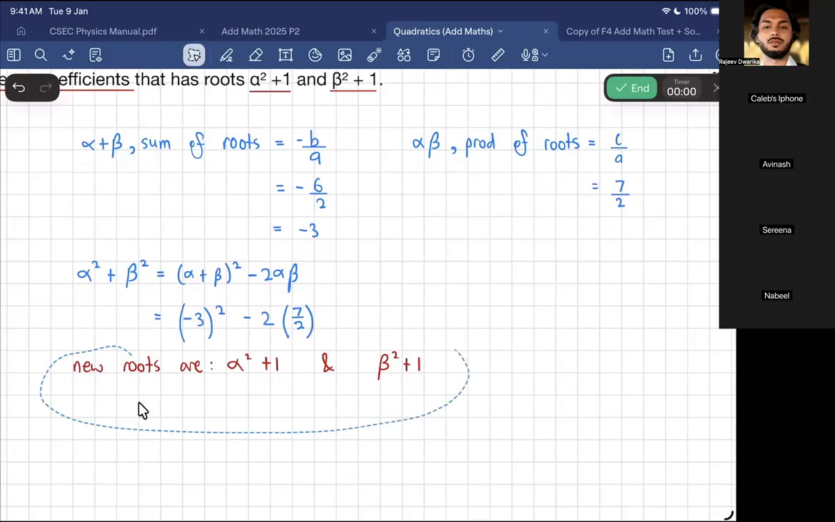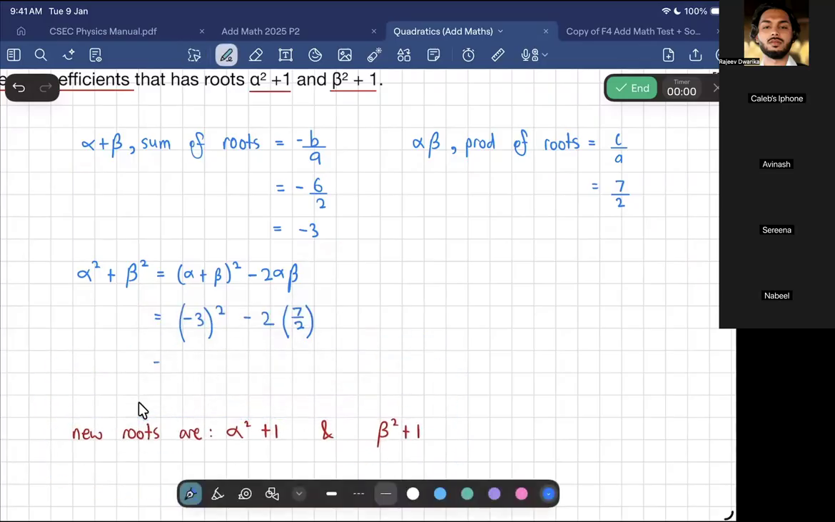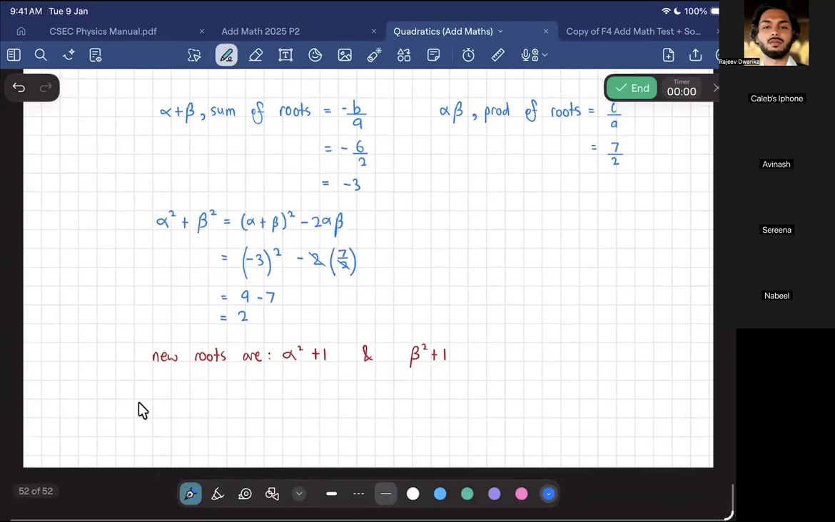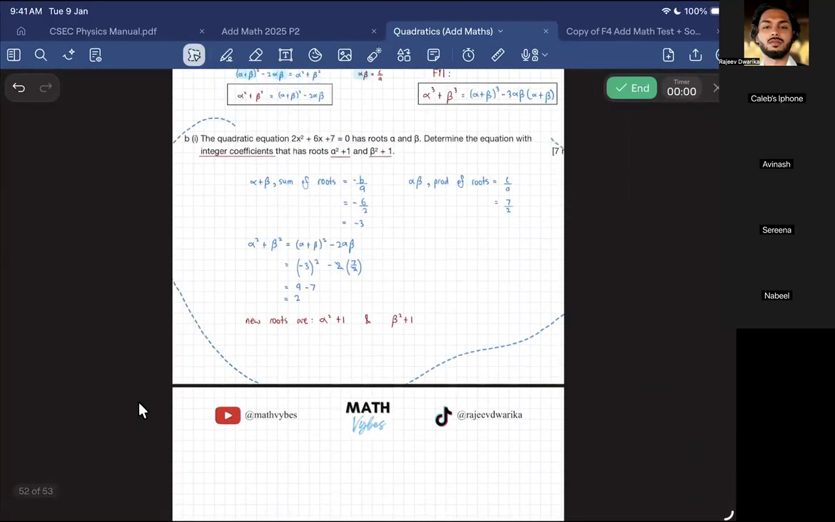So Caleb, tell me what I would write in the next line. What is minus 3 squared? 9. Right? What is minus 2 times 7 over 2? Minus 7. Right? Because the 2's will cancel off. What is 9 minus 7? 2. Great. That being said, let us now figure out what the new sum is and the new product is going to be.